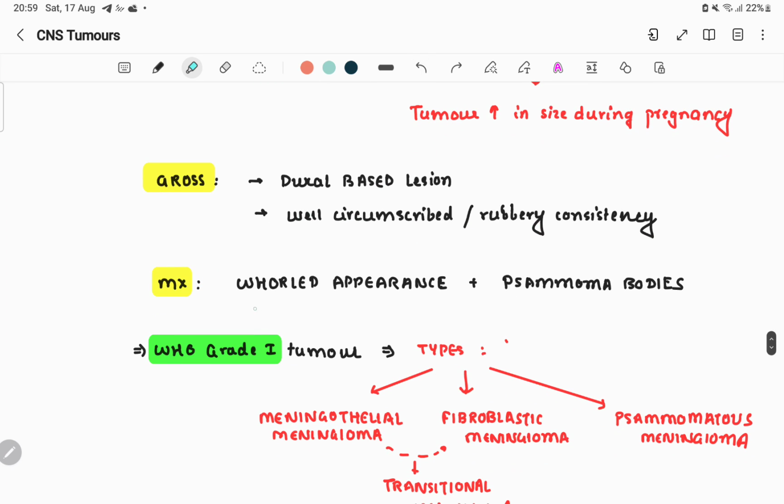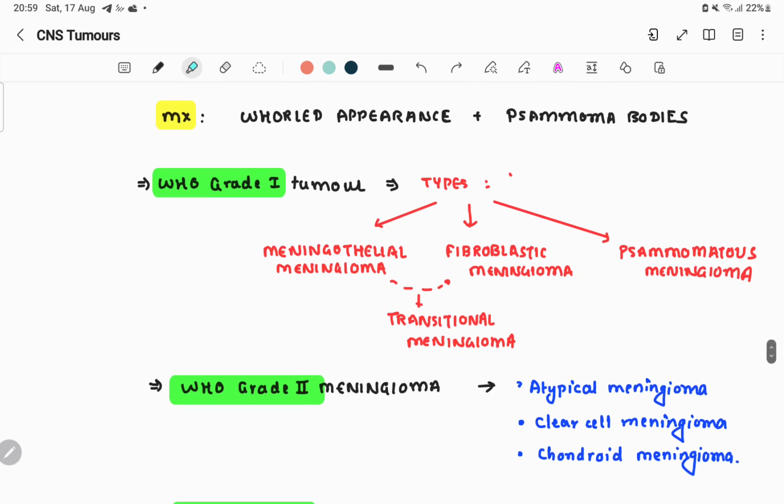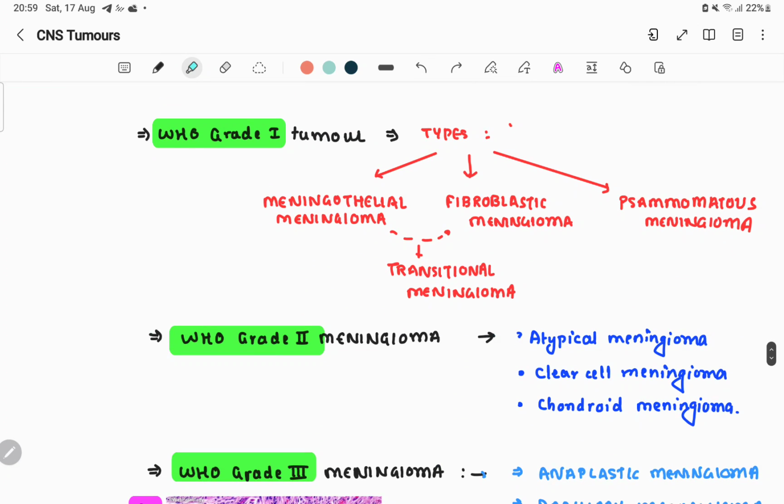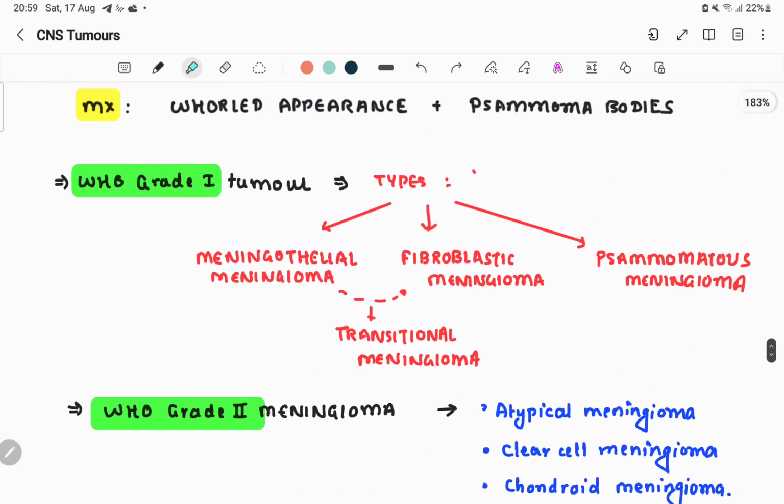What is the microscopy? Whorled appearance, and Psammoma bodies will be present. Psammoma bodies are a result of dystrophic calcification. So whorled appearance plus Psammoma bodies. It is a WHO grade 1, grade 2, grade 3 tumor, meaning it can be of any type. Either WHO grade 1, grade 2 or grade 3. What are the types? It may be meningothelial meningioma, or fibroblastic meningioma, or psammomatous meningioma.